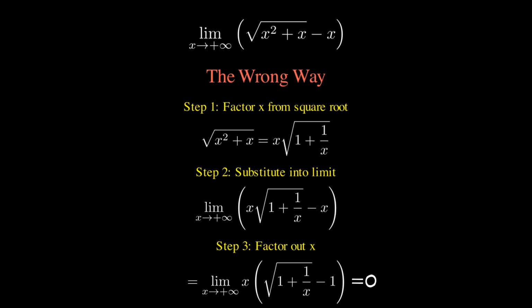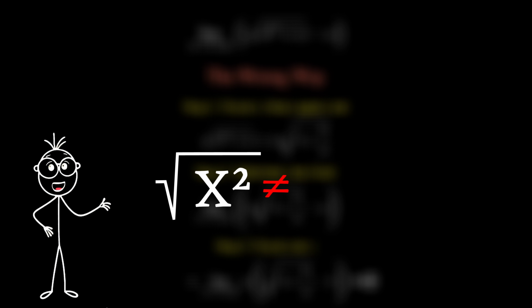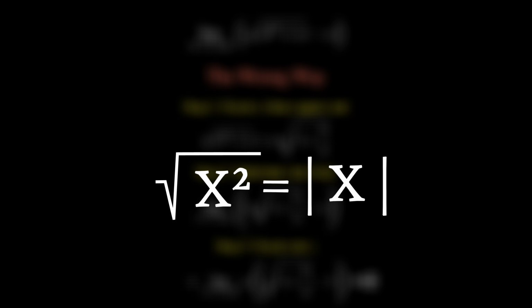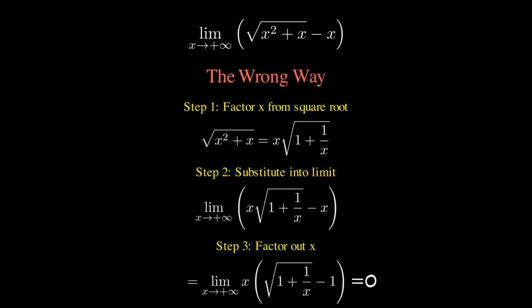But wait, this approach contains a critical error. When we factor out x from the square root, we must be careful about the sign. The square root of x squared is not simply x, it's the absolute value of x. Since we're taking the limit as x approaches positive infinity, where x is positive, we can say the square root of x squared equals x. However, the simplification x times the square root of 1 plus 1 over x minus x still leads to the indeterminate form infinity minus infinity, which we cannot evaluate this way. So this method, while it might seem intuitive, doesn't give us the correct answer. The limit is actually not 0.